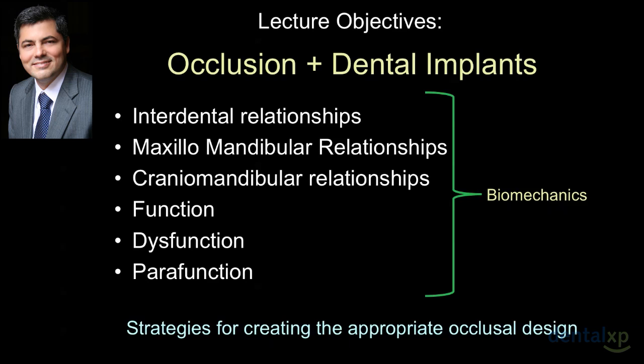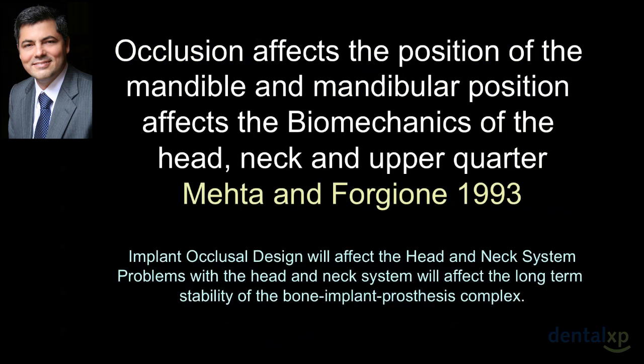We have to understand that it's very difficult to cover this in a short presentation, so basically pick your topics and then do your own research and your own reading at home. We all know that occlusion affects the position of the mandible, and mandibular position affects the biomechanics of the head and neck and upper quarter. Mehta and Forgione have been working on this topic, trying to put together scientific evidence and research that have as a purpose the enhancement of dentistry as a science and as a field.